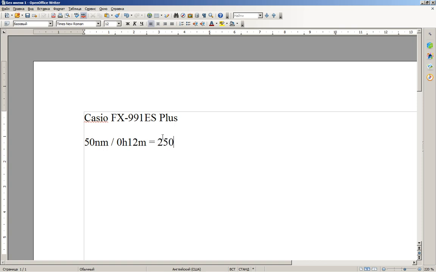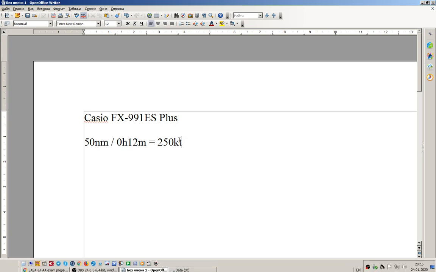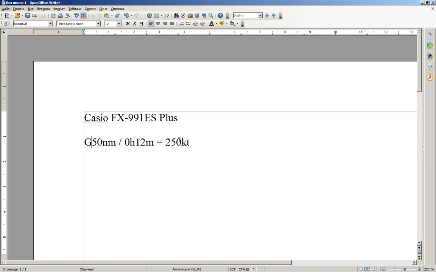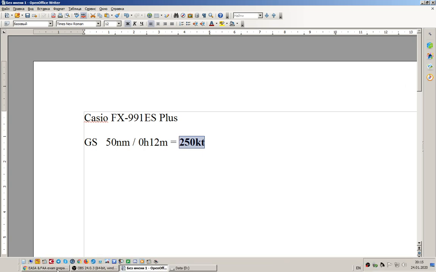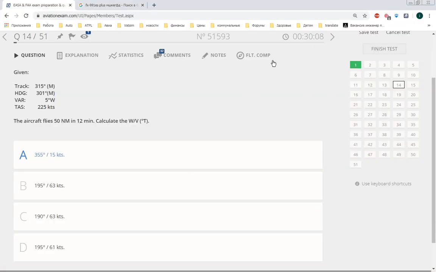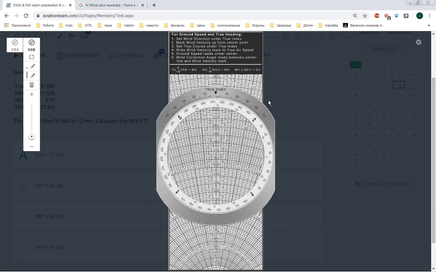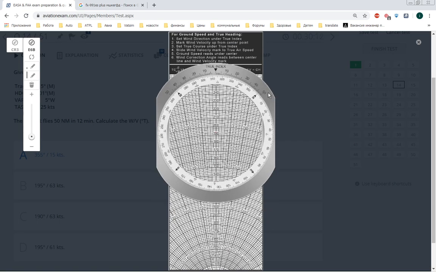So there is the answer: 250. Okay, this is our ground speed. Just keep in mind that our ground speed is 250 knots. So here is a tool.